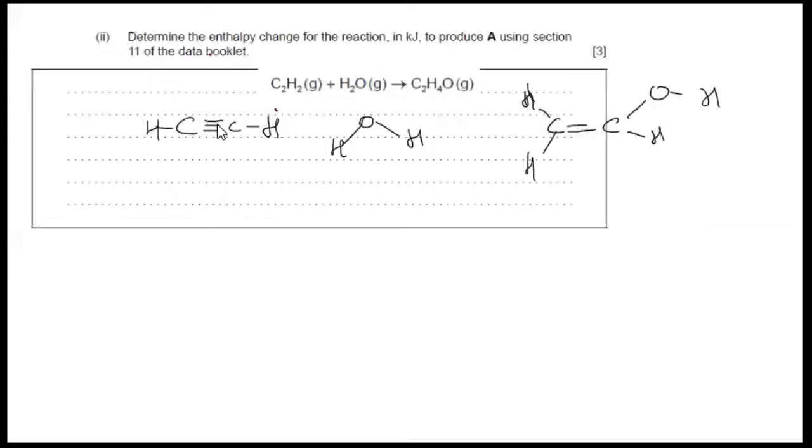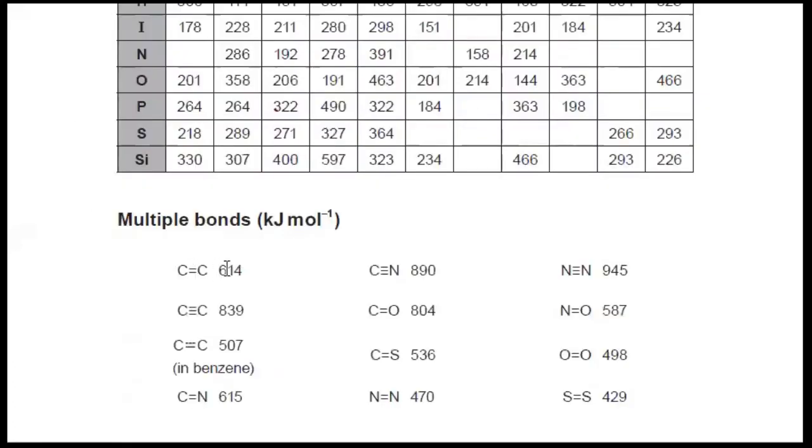We need C triple bond C. We need CH data. We need OH data. Then this is again repeated, CH data, C double bond C data, CO data, and OH data. So going back to the table, here we have C double bond C. Then there is C triple bond C also. So we need these two data for multiple bonds.